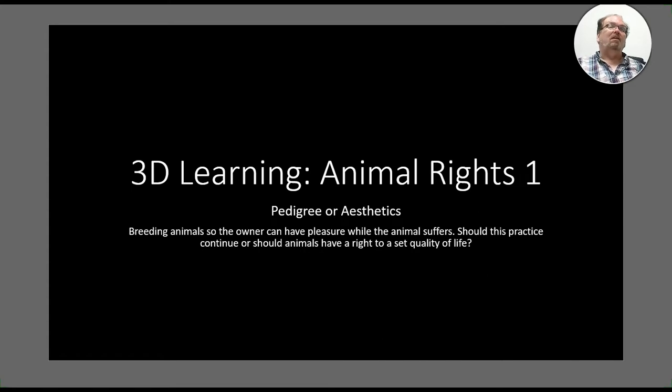Pedigree is great because pedigree is a long line of ancestors and the pure blood. Purity has some issues with health as well. But the issue today, the end goal, is to argue who has a right to the quality of life for the animal. Should we consider animals a little closer and think about their welfare, not just what we want as rich owners?